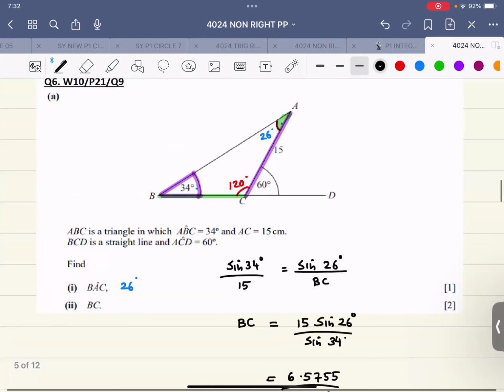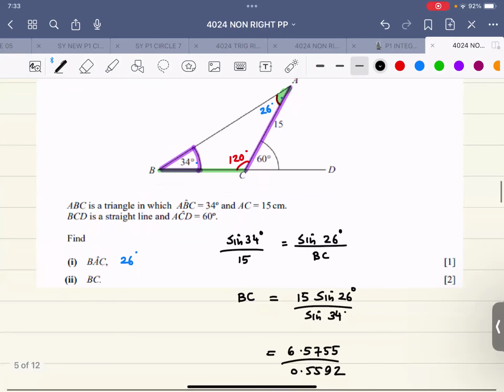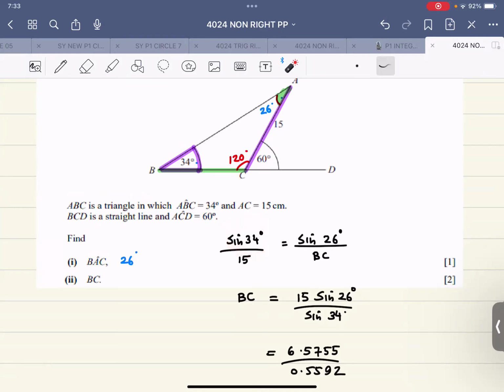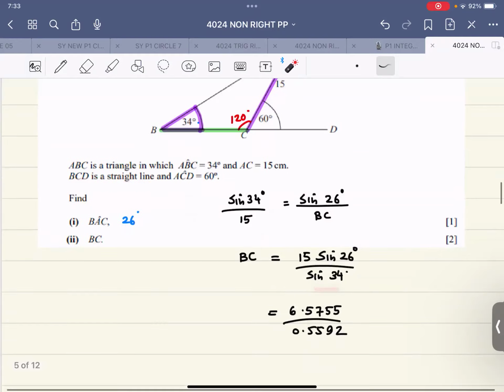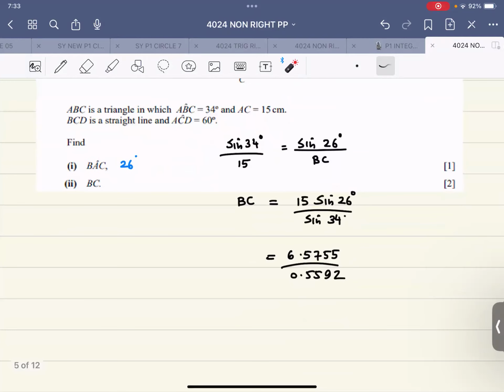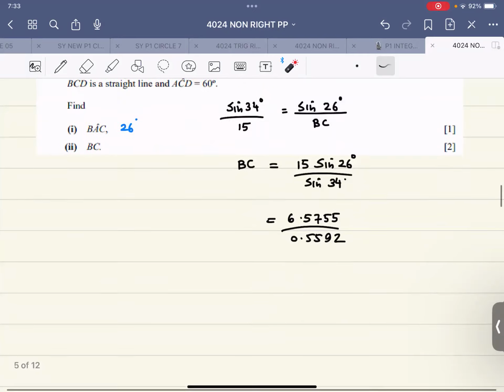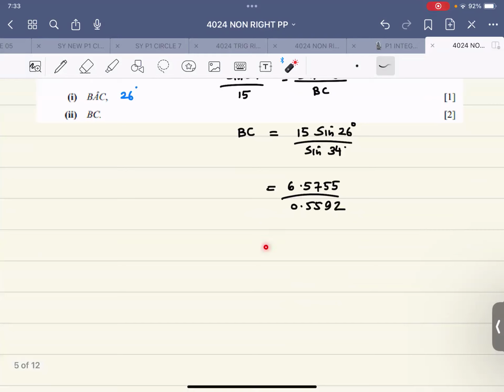15 sine 26, and sine 34. This is 34 in front of 15, and 26 in front of BC. So BC is 15 sine 26 divided by sine 34. Okay, that makes sense. And multiplying it with 6.5755, this comes out to be 11.